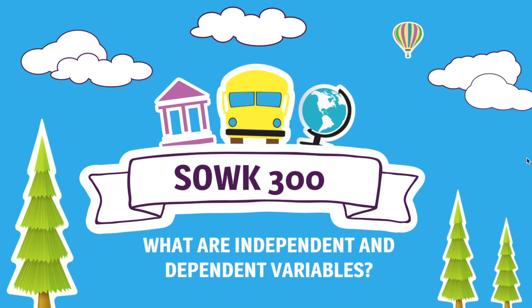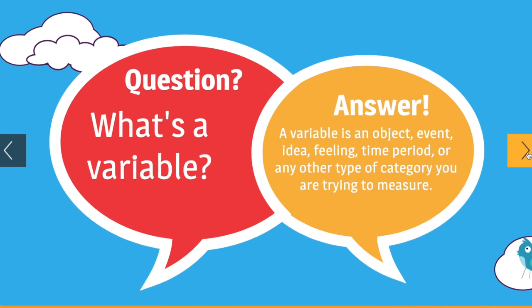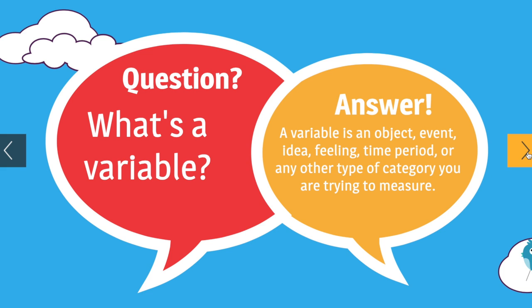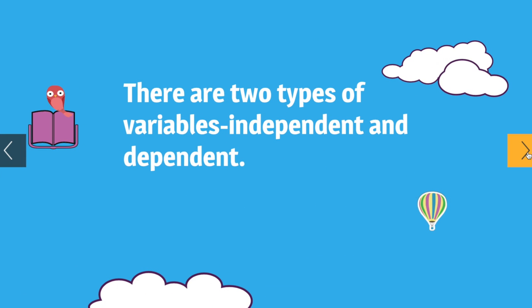Question: what's a variable? Answer: a variable is an object, event, idea, feeling, time period, or any other type of category you are trying to measure. There are two types of variables: independent and dependent.